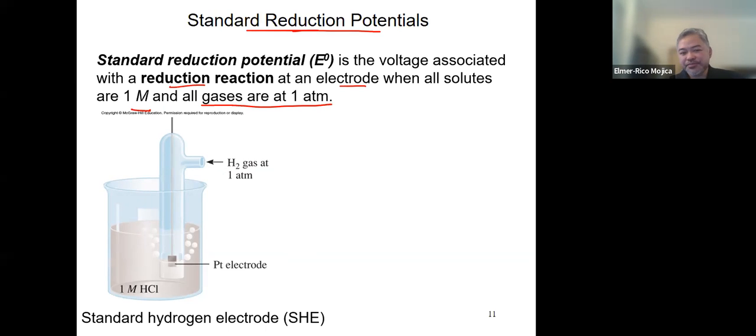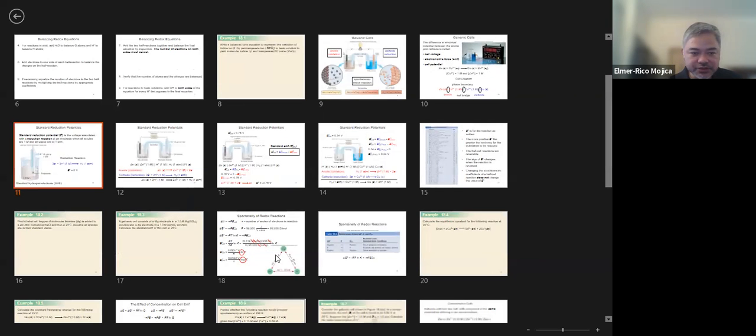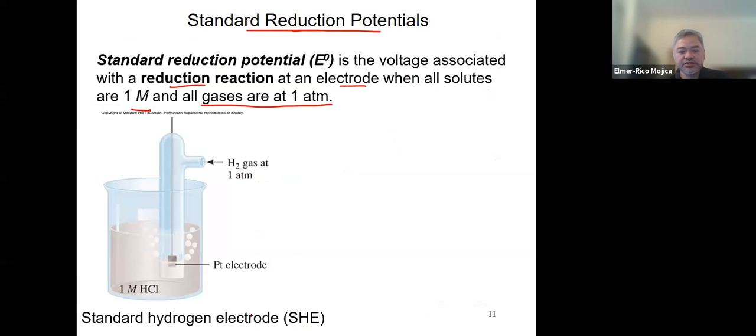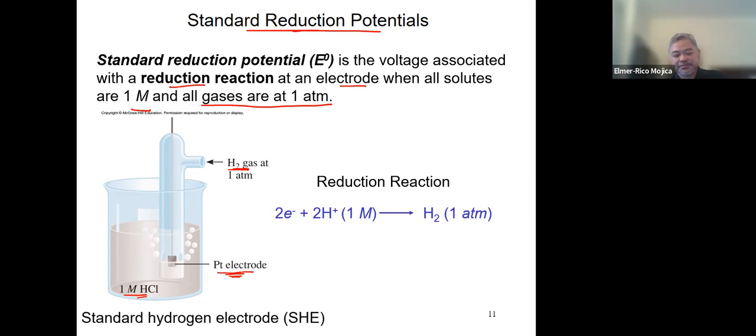So what did they do? They have this so-called standard hydrogen electrode. In the standard hydrogen electrode, you don't have a hydrogen metal, right? But what they do is you have this so-called platinum electrode that serves as the metal electrode. And then you have there an H2 gas at 1 atmosphere and a 1 molar HCl. And they look at the reduction potential of it like that.